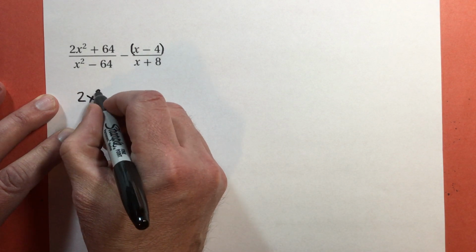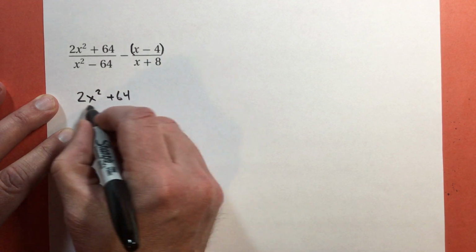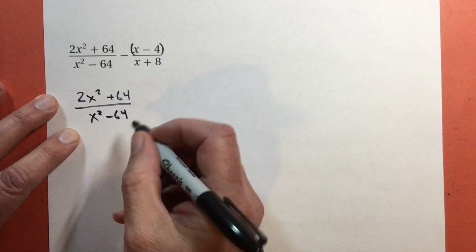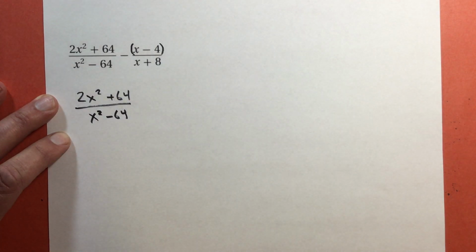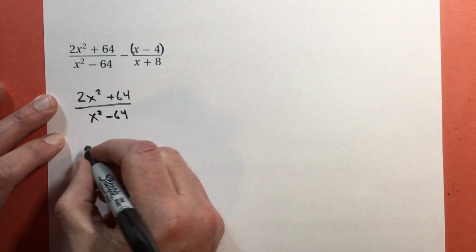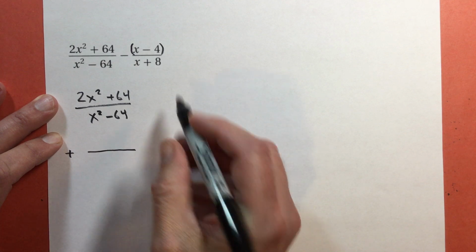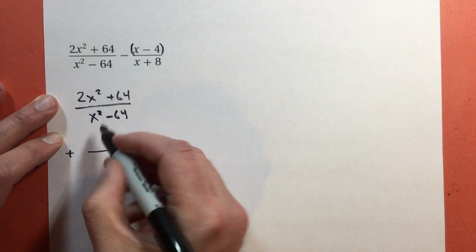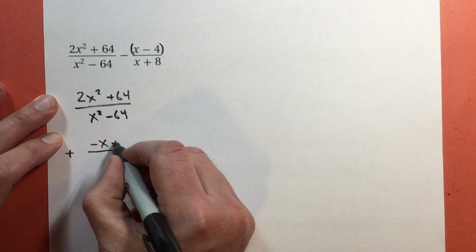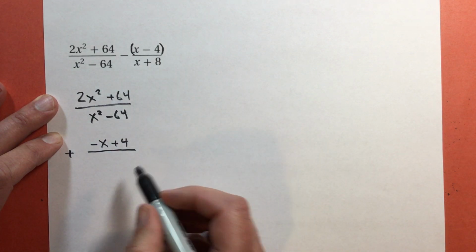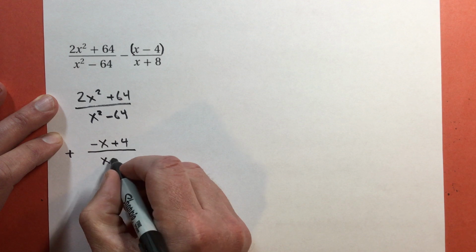So I've got 2x squared plus 64 divided by x squared subtract 64, and nothing's going to cancel here. And I'm going to change my subtraction to adding, and I'm going to change my x subtract 4 to negative x plus 4. So I changed the sign of the x and the negative 4. And in the denominator, I've got x plus 8.